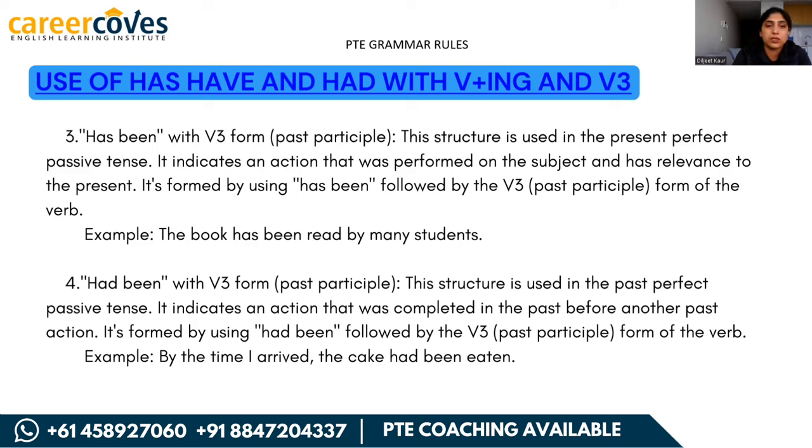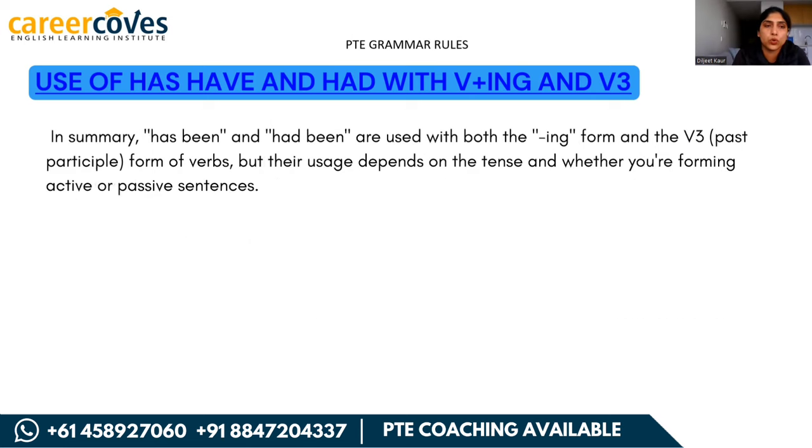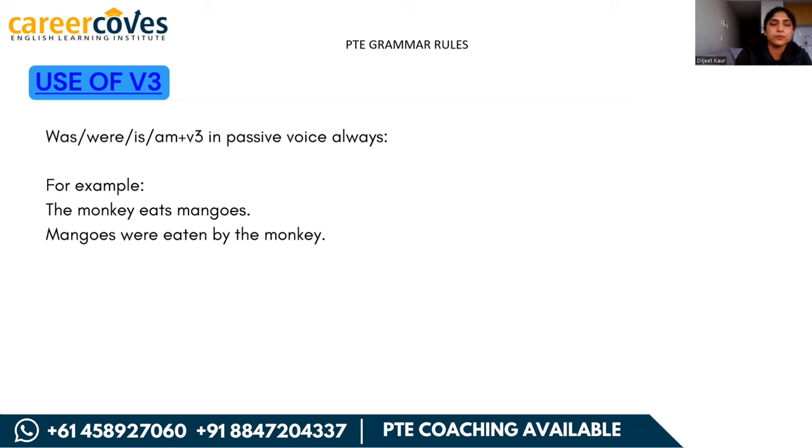There is a difference. You have to analyze the sentence. What is happening in the past or present? Analyze those situations. Accordingly, you have to put the third form of the verb or the verb with ing. So in summary, has been and had been are used with both the ing form and the third form of the verb, but their use depends on the tense and whether you are forming active or passive sentences. So there can be active and passive voices as well. And I told you, in the passive voice there should always be the third form of the verb.